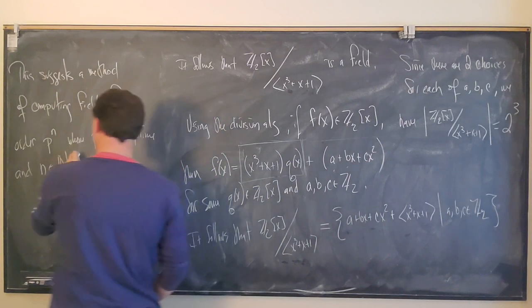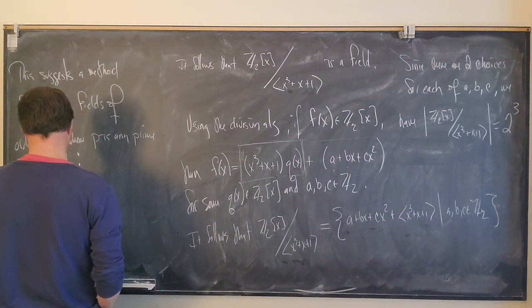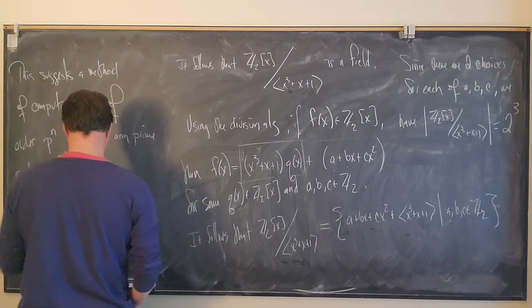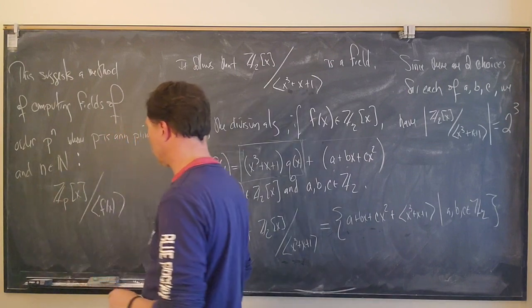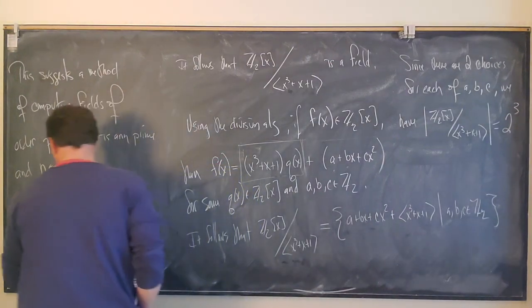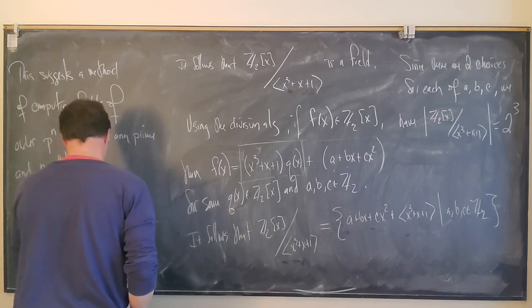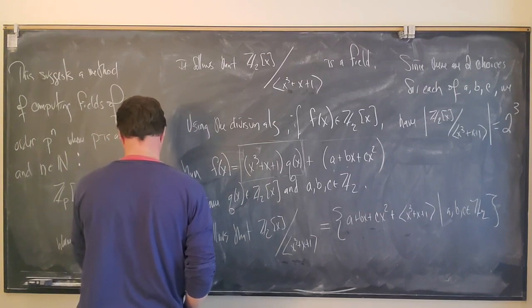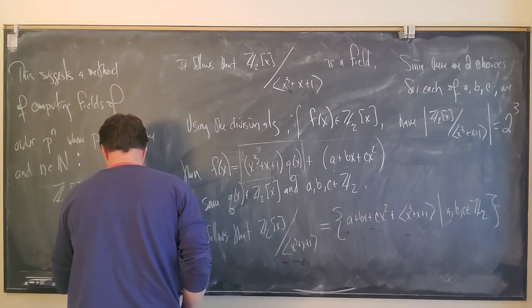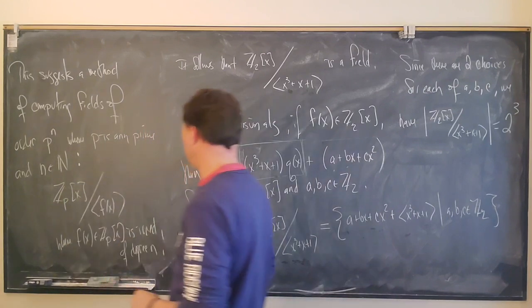What do? You look at Z_p[x] mod the ideal generated by some f(x), where f(x) in Z_p[x] is irreducible of degree n. So this is fun.